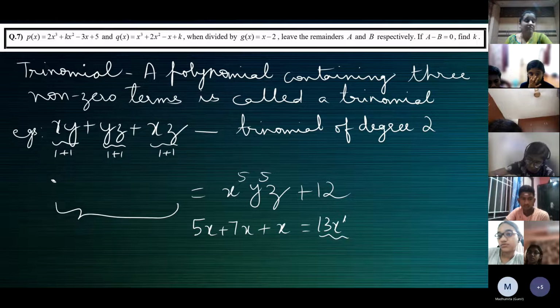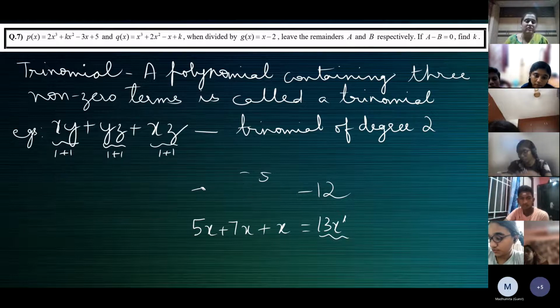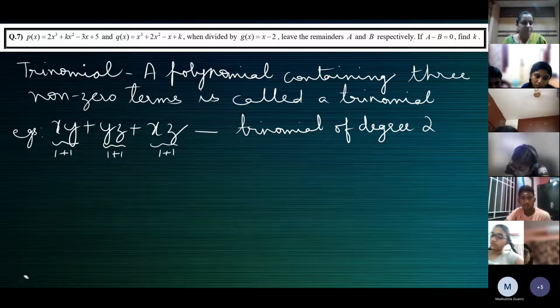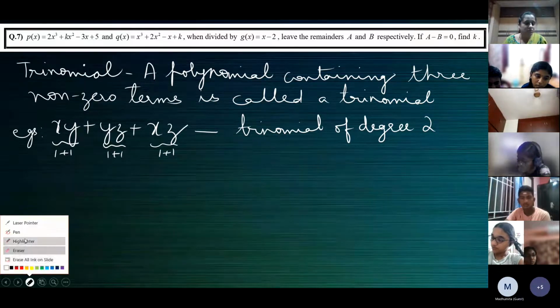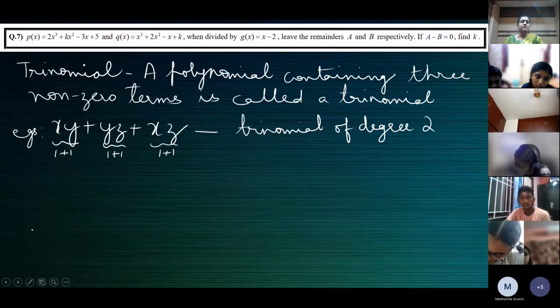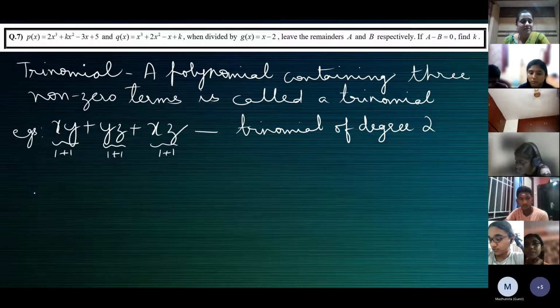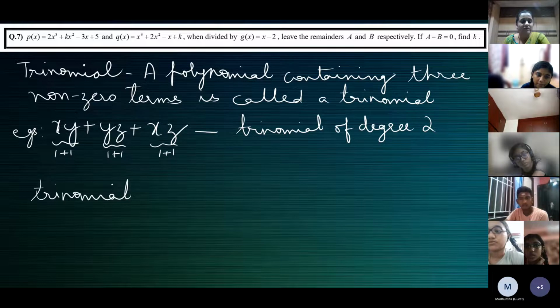So you will be asked to write examples of a trinomial of this degree in so many variables. You should know how to write them. Write an example of a trinomial of degree 100. Okay, tell me now. Give me an example of a trinomial of degree 100.